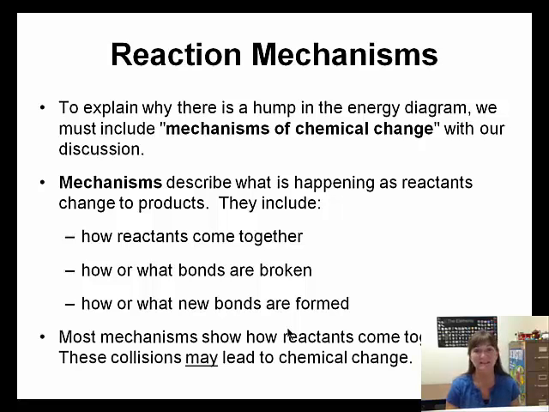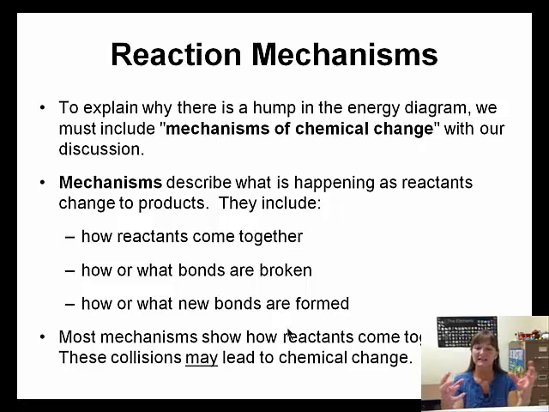So most mechanisms show how the reactants come together. These collisions may lead to a chemical change. For a reaction to happen, the reactant molecules must collide with each other. Otherwise, there's never going to be a reaction between those two reactants. Sometimes, however, the collision doesn't actually lead to the products being formed, and that's why I have "may" underlined. There's a couple criteria that need to happen.